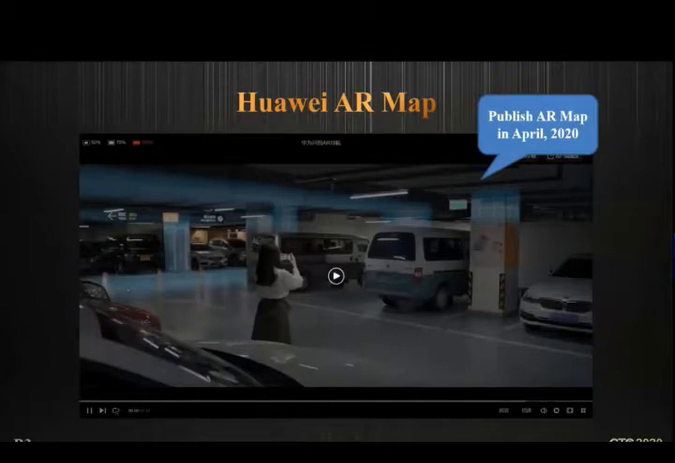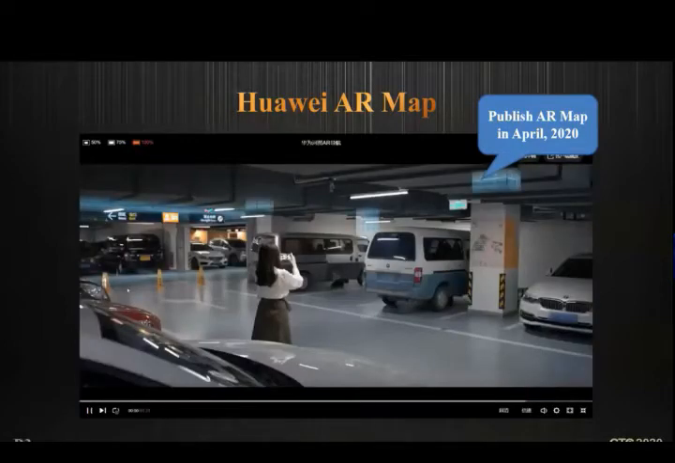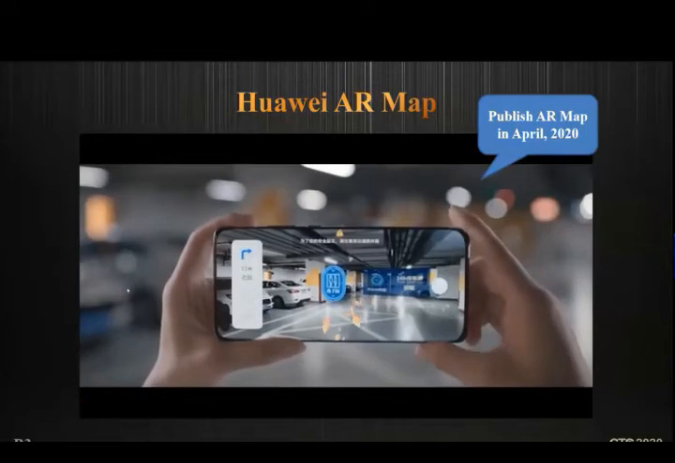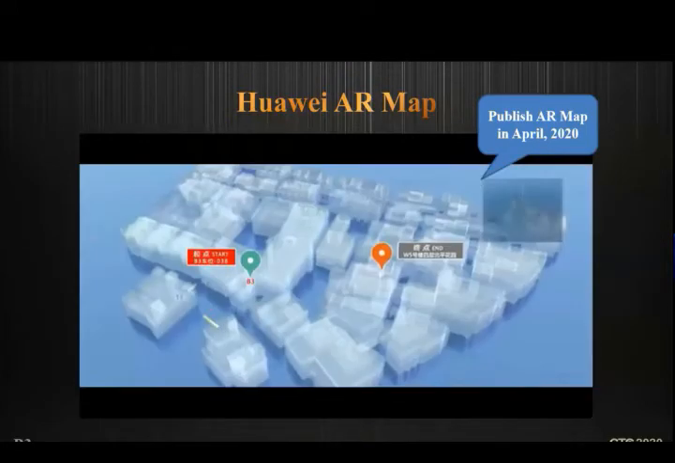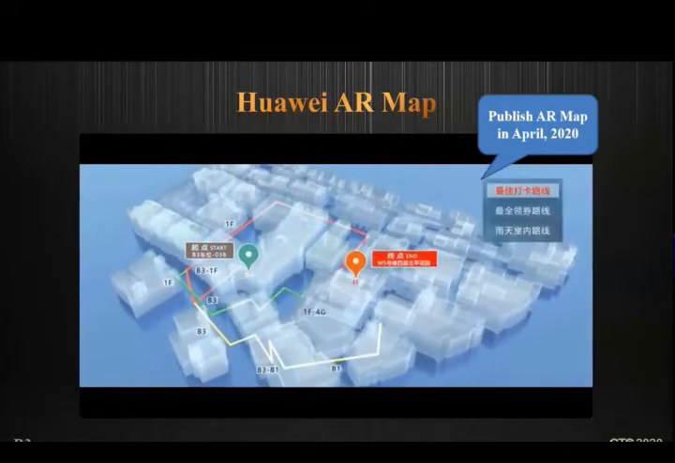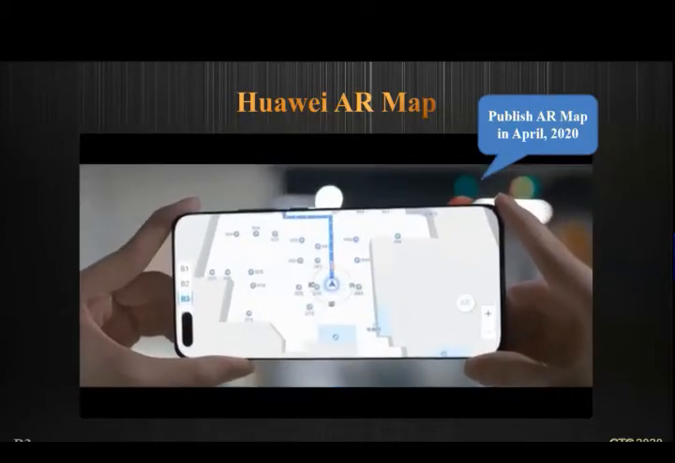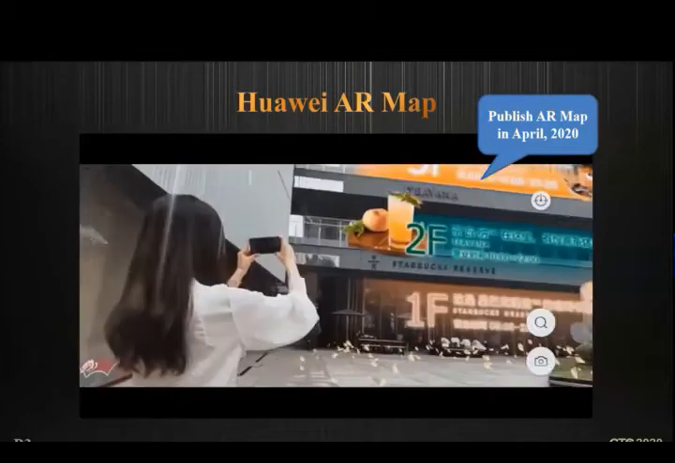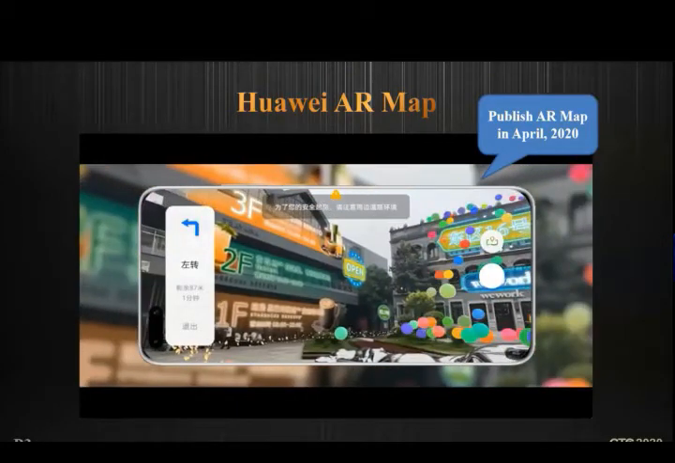Huawei also published its AR map this April. It shows the indoor route with flowers. As you can see, unlike the Google map, it can show the route with dynamic flowers combined with the arrows. It can also enhance the real world with colorful signs.